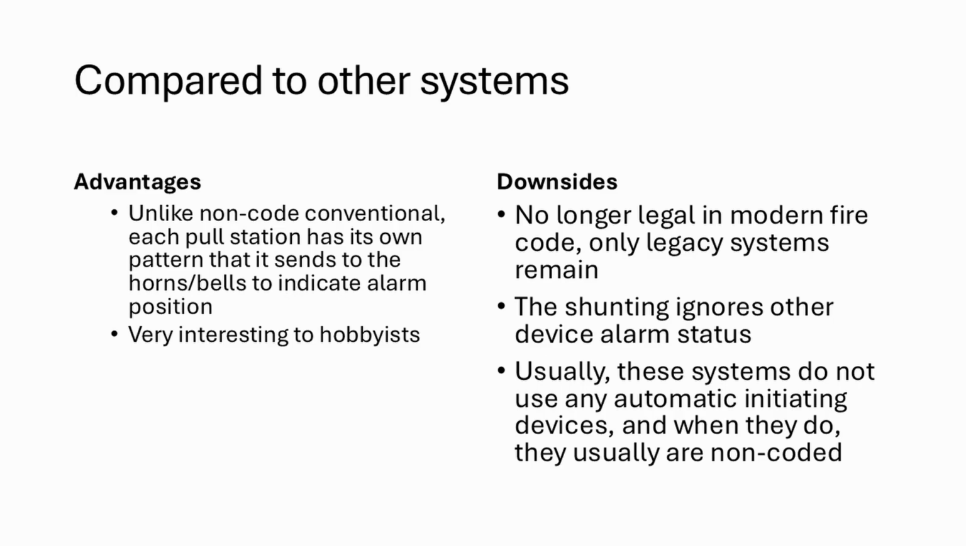These are no longer legal in modern fire alarm code. Only legacy systems are allowed to remain. The shunting ignores other device alarm status, and usually these systems do not use any automatic initiating devices, and when they do, these devices are usually non-coded.